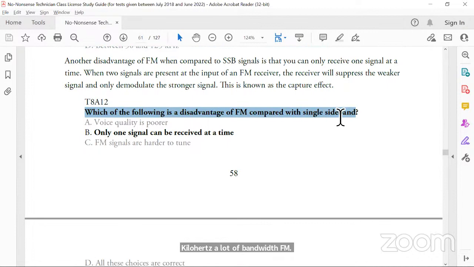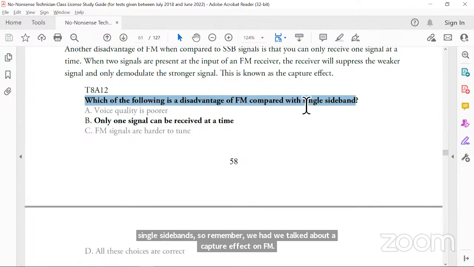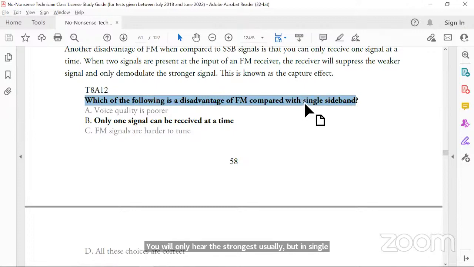Which of the following is a disadvantage of FM compared with single sideband? So remember, we talked about the capture effect on FM. You will usually only hear the strongest, but in single sideband, you can potentially hear more than one. So that's a good feature in emergencies where you may have people trying to get help. We said that the disadvantage is that only one signal can be received at a time.